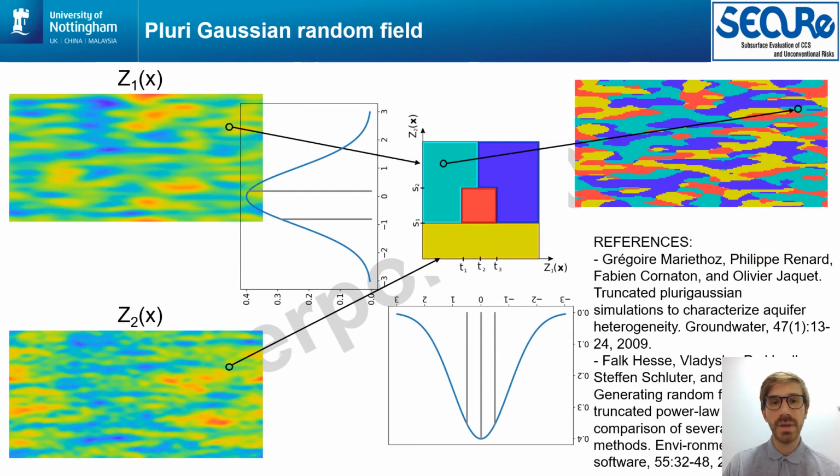Pluri-Gaussian simulations are generated by taking the values of two Gaussian random fields, Z1 and Z2, at the same spatial position, and using them as coordinates to enter the corresponding truncation rule. The value corresponding to these coordinates in the truncation rule will determine the facies at the same spatial coordinates on the final pluri-Gaussian simulation.